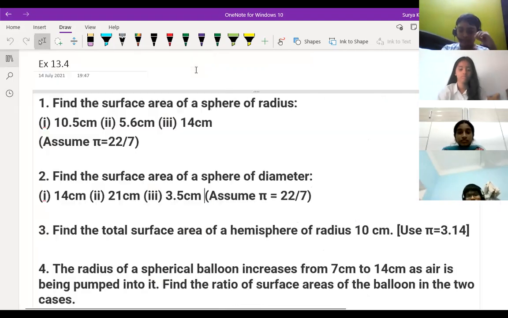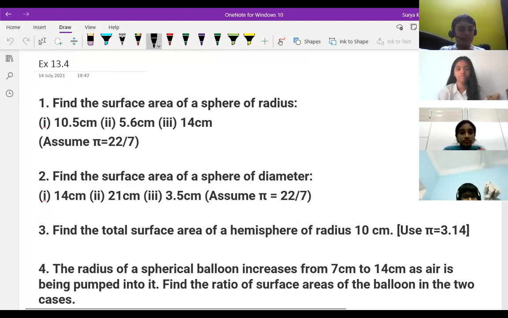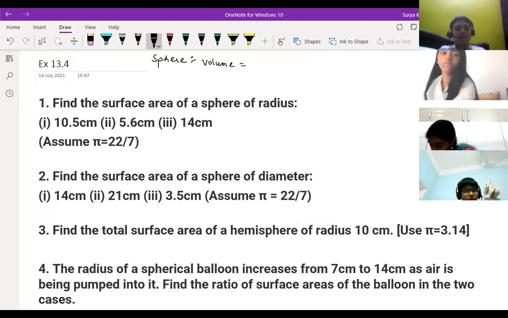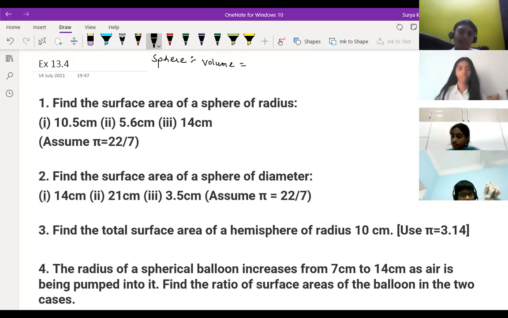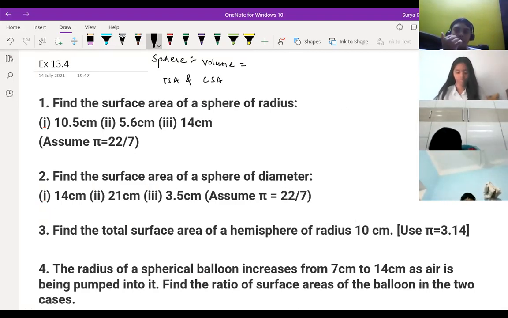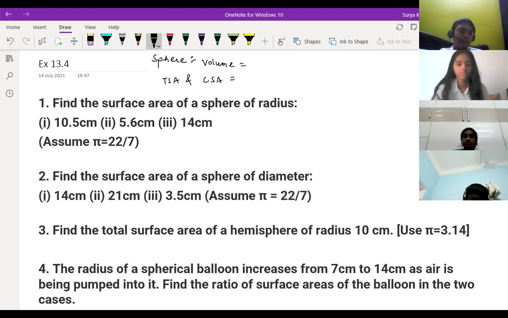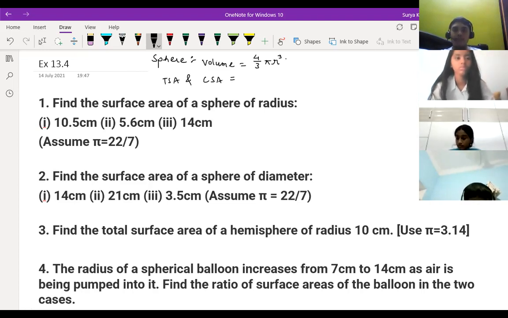This exercise is based on sphere and hemisphere, children. I'm just telling the concept of a sphere and hemisphere. In a sphere, just recalling the formula, what is the volume, Shriyanvi? Did you remember? Pulastya, what is the formula for volume? All of you remember this?